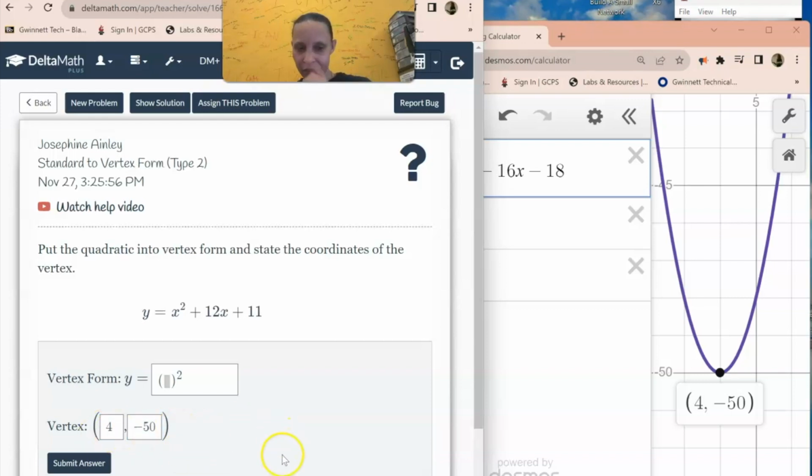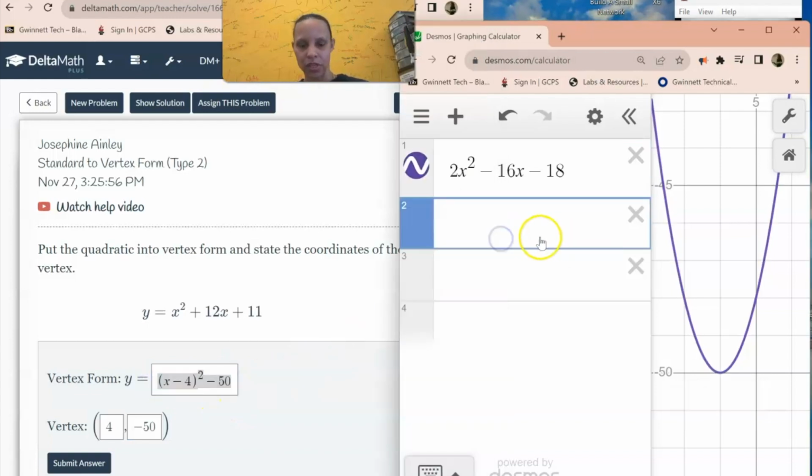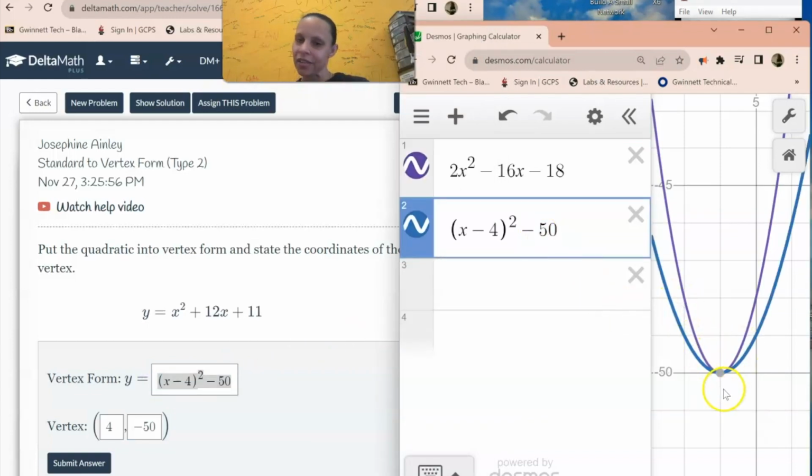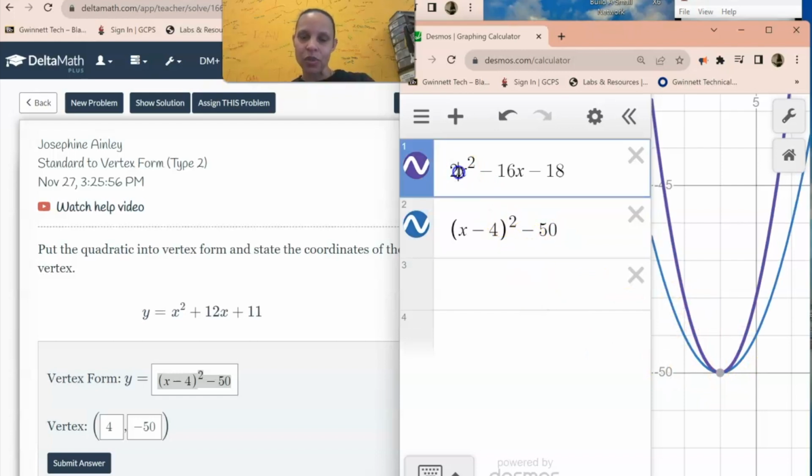All right, 4 and negative 50. Now if I was writing this in, I would write x, and because it's positive 4, I would write minus 4, right? So minus 4, and then this minus 50 is supposed to go on the outside, right? Let's double check this. When I come here, Control C, Control V, you see how it doesn't line up? That's because we did not take out the greatest common factor, so it changes everything inside.